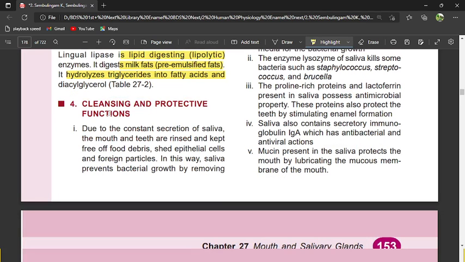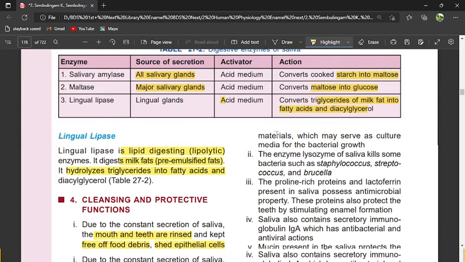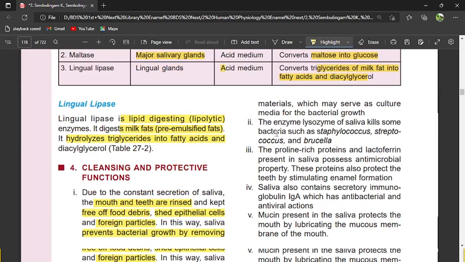Cleansing and a protective function. So what it is doing, due to the constant secretion, the mouth and teeth are cleansed, meaning washed. And free of the food debris also. Even it sheds the epithelial cells and foreign particles also. So cleaning it is doing. And it also prevents the bacterial growth by the removal of the material by the medium of culture.